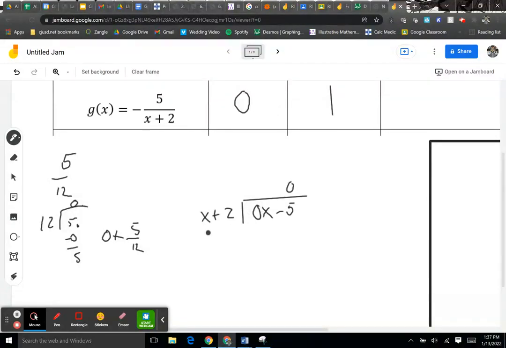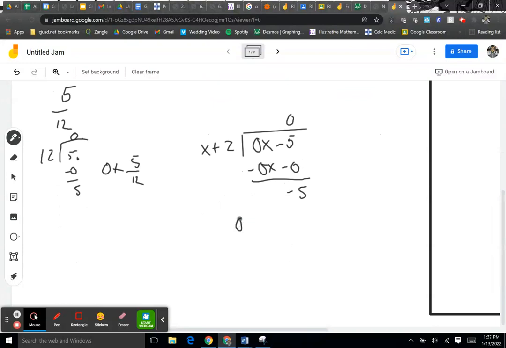Well, I know that x goes into 0x 0 times. 0 times x is 0x. And 0 times 2 is 0. Subtract both. Negative 5 minus 0 is still negative 5. So this is 0 plus negative 5 over, not over 12, over x plus 2. So this is really not changed.